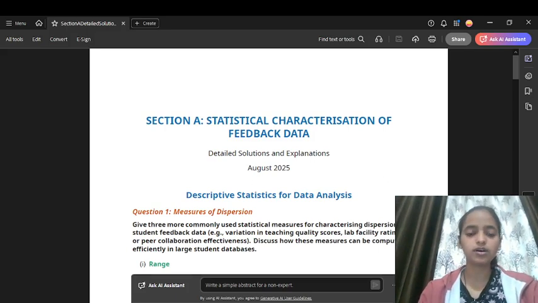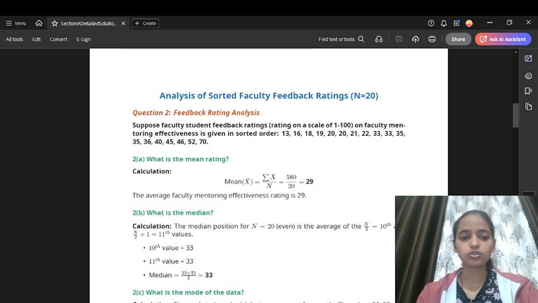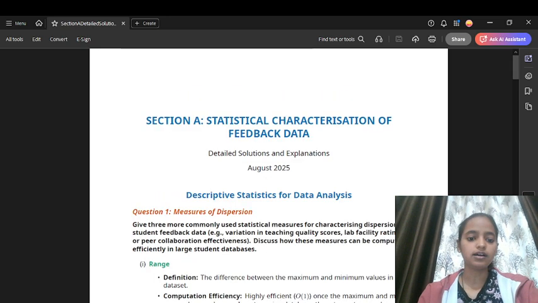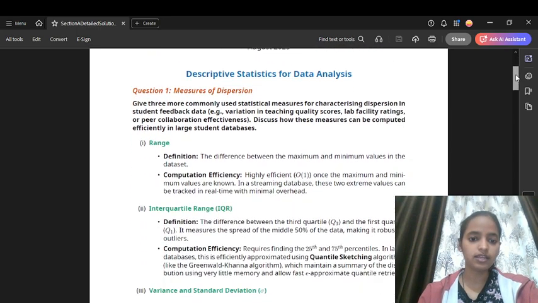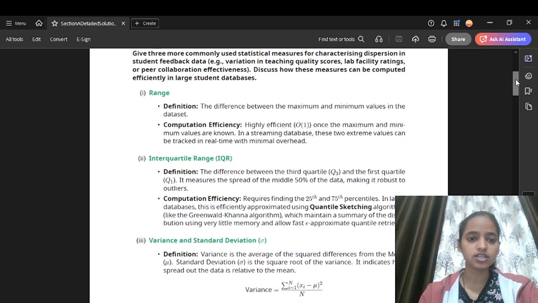Today we are going to discuss the statistical characteristics of feedback data, with detailed solutions and explanations. The first question is question 1, measures of dispersion. Given three commonly used statistical measures for characterizing dispersion in student feedback data, for example variation in teaching quality scores, lab facility ratings, or peer collaboration effectiveness, discuss how these measures can be computed efficiently in large student databases.